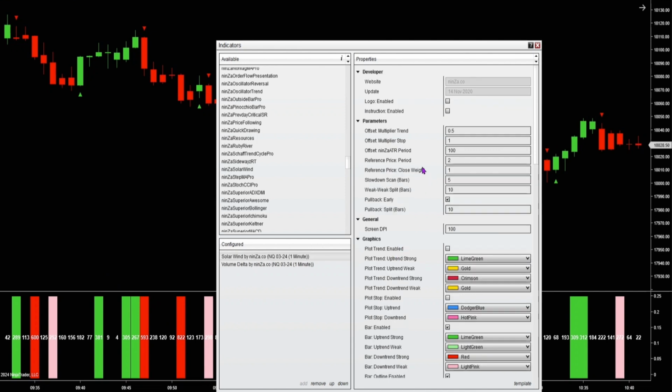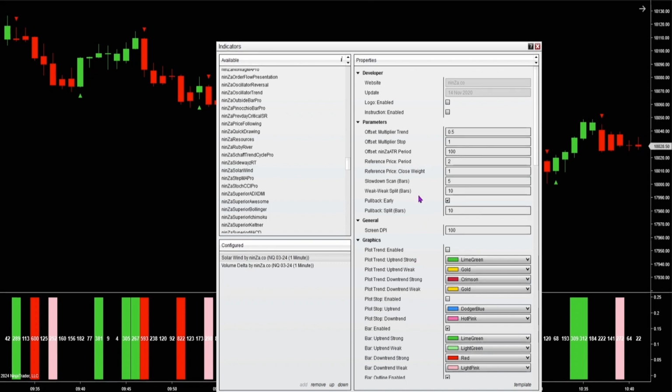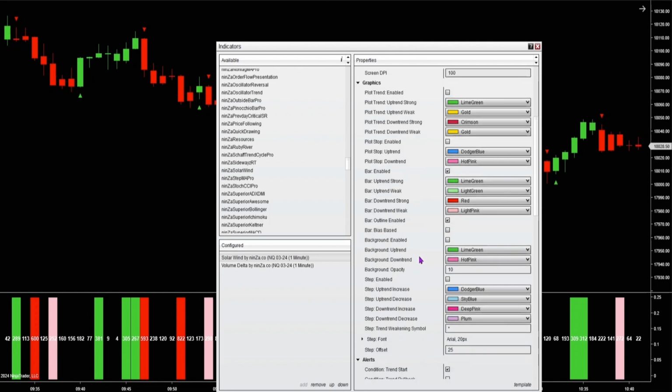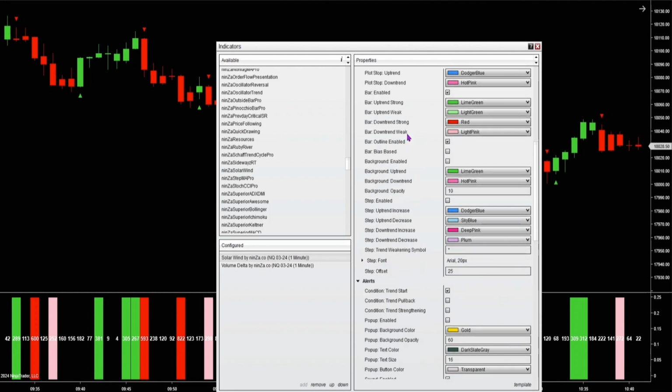And for the solar wind, everything is default settings except the multiplier trend. I've got 0.5 and the multiplier stop a number 1. And these settings are for catching very, very short-term trends. Trying to catch any possible trend changes right at the beginning. And I've got most everything else disabled except for the bar color. And the only condition I have is the trend start signal printing.